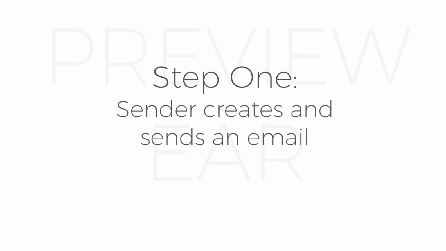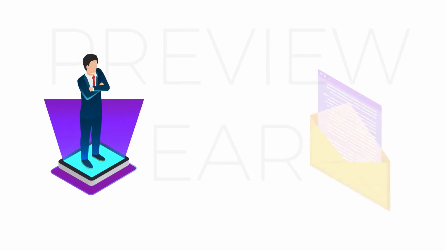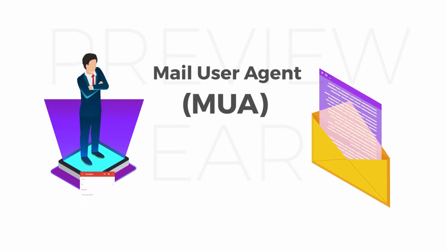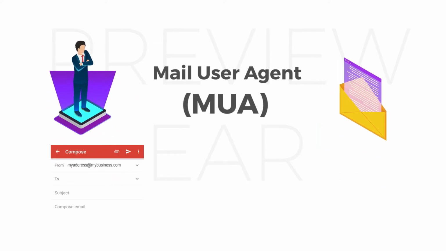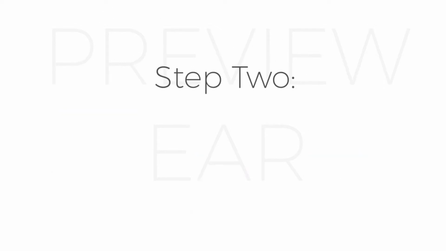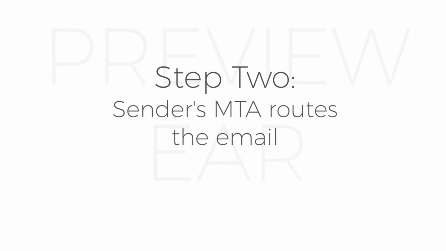Step 1. Sender creates and sends an email. The originating sender creates an email in the mail user agent, MUA, and clicks send. The MUA is the application the originating sender uses to compose and read email, such as Microsoft Outlook, Apple Mail, etc.